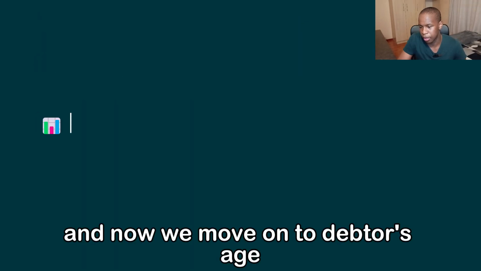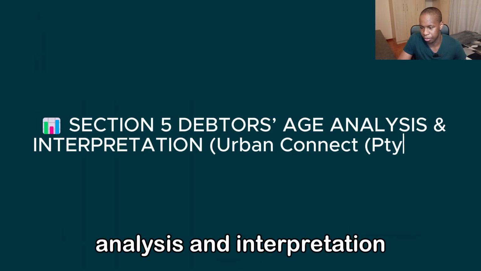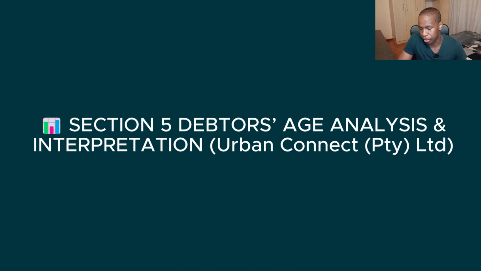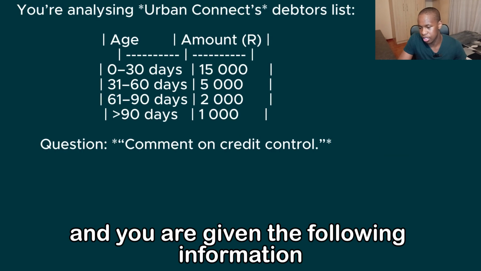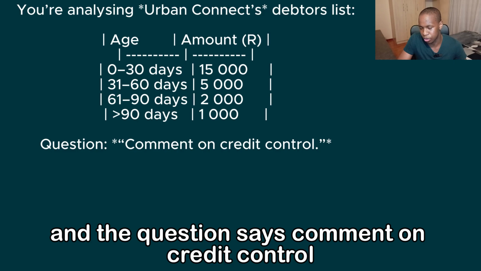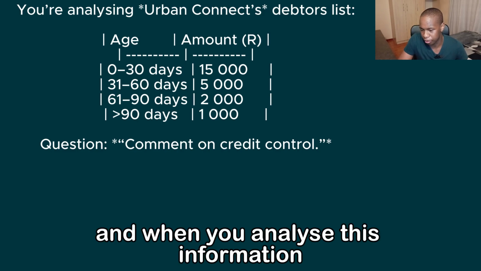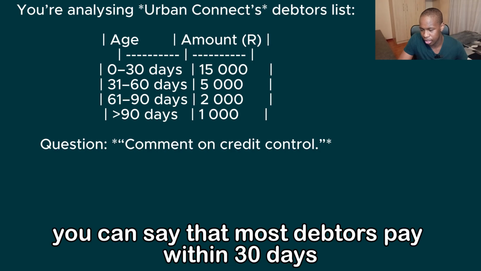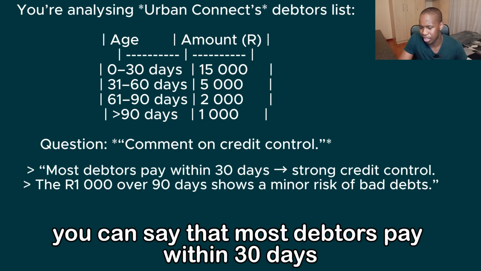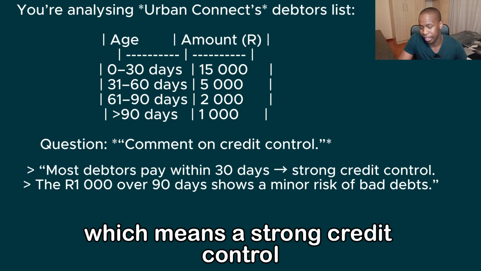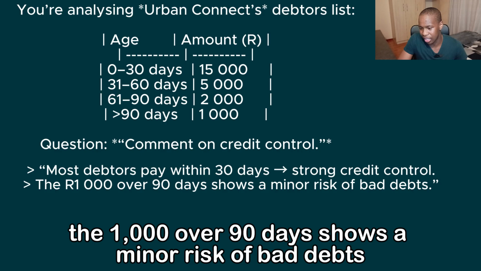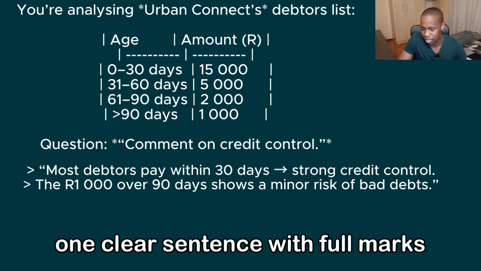And now we'll move on to debtors age analysis and interpretation. And you're given the following information. And the question says, comment on credit control. A good answer is, when you analyze this information, you can say that most debtors pay within 30 days, which means a strong credit control. The 1,000 over 90 days shows a minor risk of bad debt. One clear sentence earns full marks.